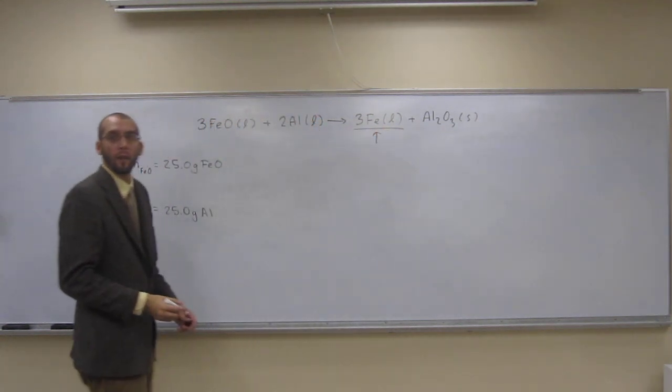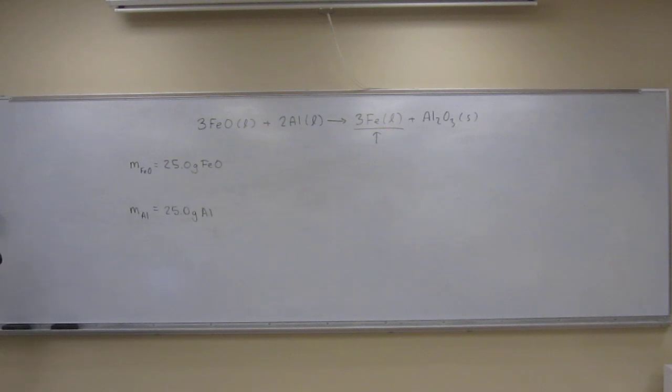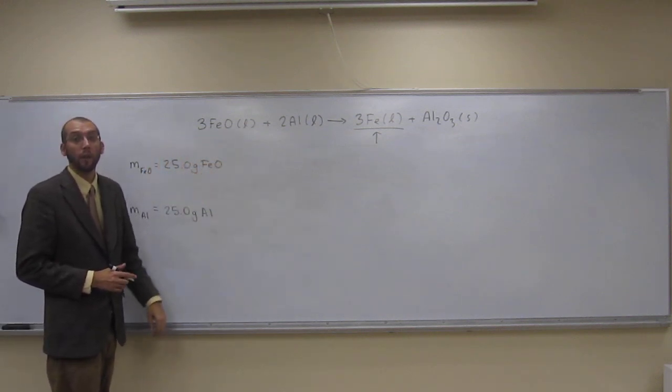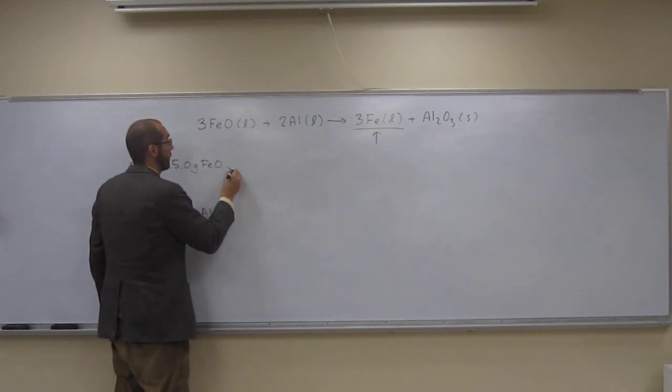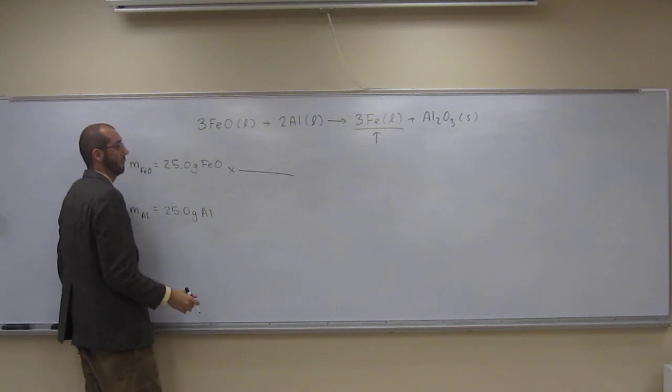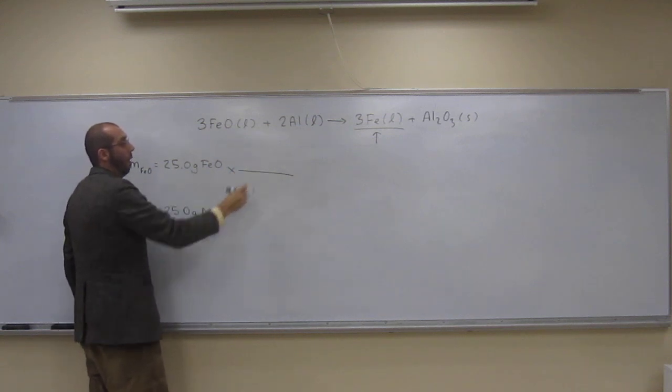So what do we need to figure out? Which one is the limiting reagent. So what do we have to do first? We've got masses here, so we have to convert to moles first. What's on the bottom here? What's on the top?